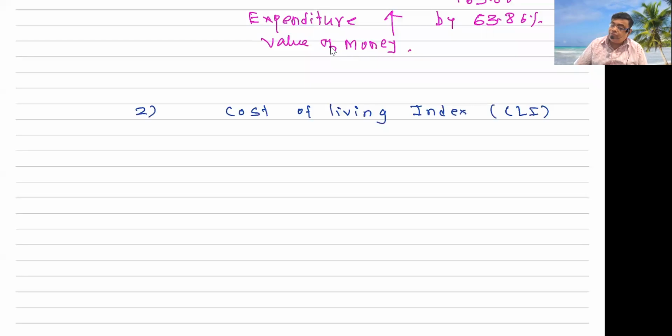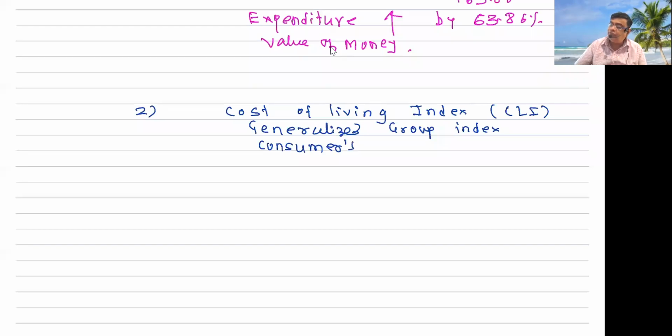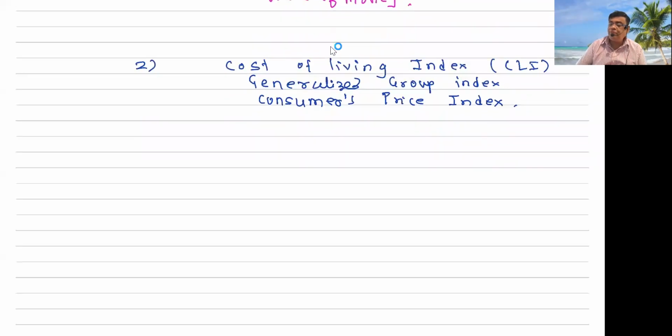This is also nothing but the generalized group index. This is also nothing but the consumer's price index. Hold on. This is the concept of the CLI.